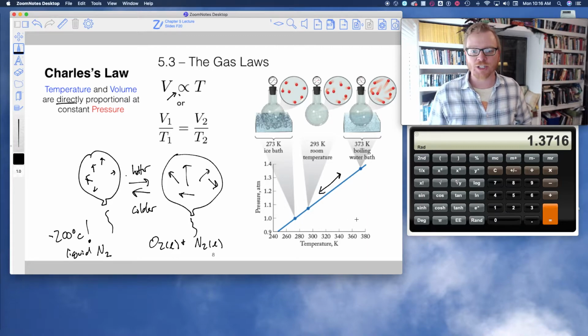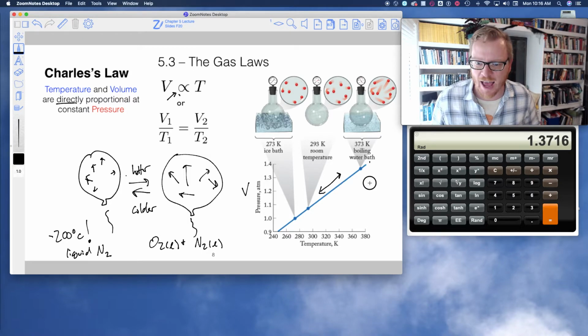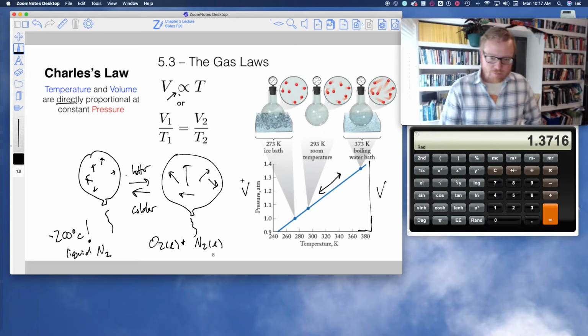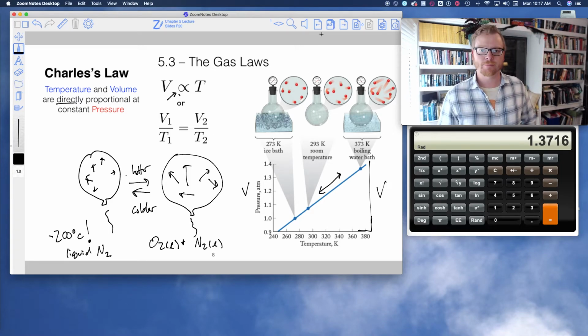So again, pressure and temperature, or excuse me, this is why I'm confusing myself, because this graph has got pressure and temperature. Temperature and volume. So if I put volume also on this axis, now I just realized why I was confusing myself there, okay? Temperature and volume, directly proportional, okay?